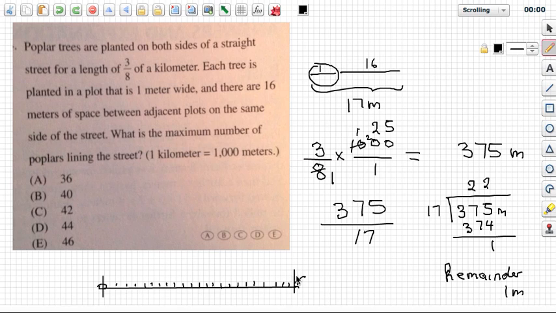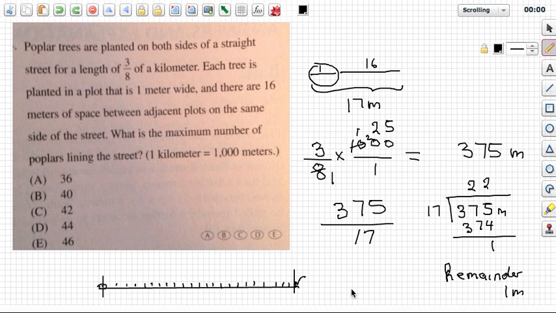Simplify my problem to the very basics. So here's the beginning and here's the end. And we have to pack in as many poplar trees as we can, provided they are 17 meters apart. Here's my first tree, and then 17 meters apart is my second tree. So in 375, how many lots of 17 meters can I pack in? And it looks like I can do 22 with the remainder of a meter. Let's think about it. 22 poplars with the remainder of a meter. You don't really need the space after the last tree. So I could add in another tree here and make it 23.